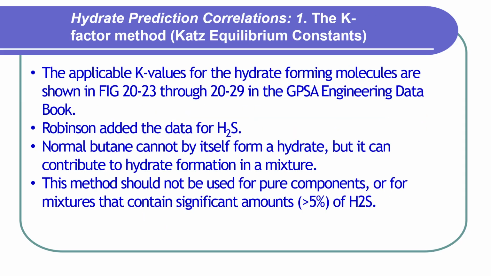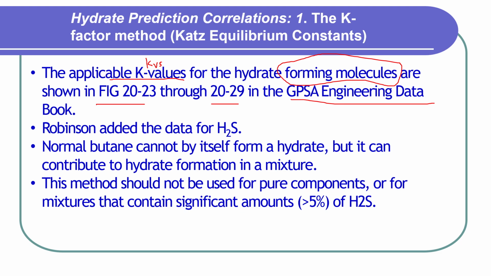Now for the Katz method, as we explained earlier, the Katz equilibrium constant, KVS, is the equilibrium constant for vapor-solid, V for vapor, S for solid. The applicable K values for the hydrate-forming molecules for different hydrocarbons are shown in different figures, from figure 20-23 to figure 20-29. All these figures give you an idea of the K value for a certain compound, for example CH4, ethane, or propane, at a specific temperature and pressure. This is available in the GPSA Engineering Data Book.